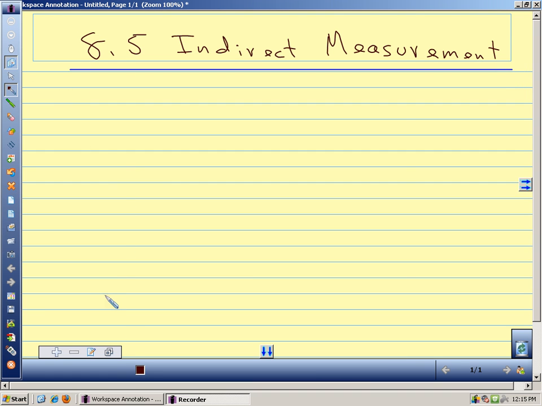All right, so indirect measurement is one way that we can use similar triangles. I'm going to give you a couple of examples of how we measure things indirectly using similar triangles.